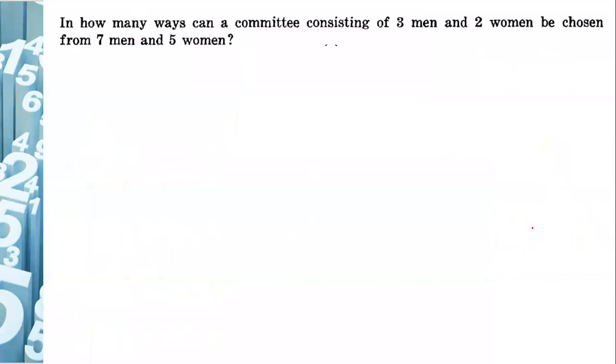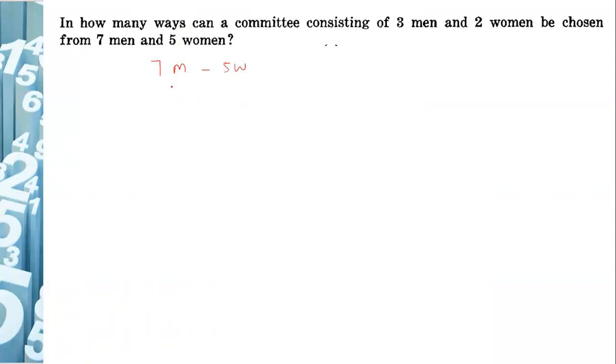Now we'll go for some examples in combinations. Remember, combinations means selection. It is simply selection, or otherwise we can say it is a subset of elements. So now, in how many ways can a committee consisting of 3 men and 2 women be chosen from 7 men and 5 women? There are 7 men and 5 women, and they want to form a committee.